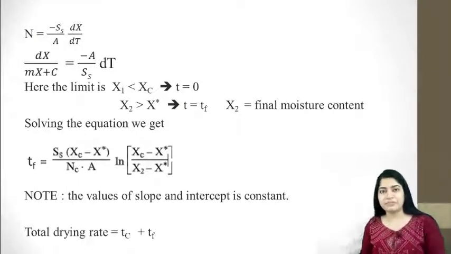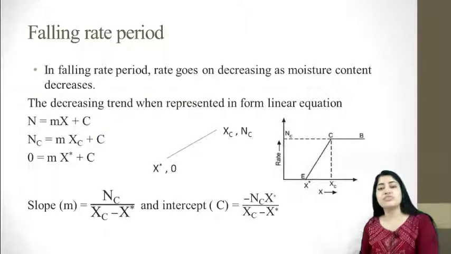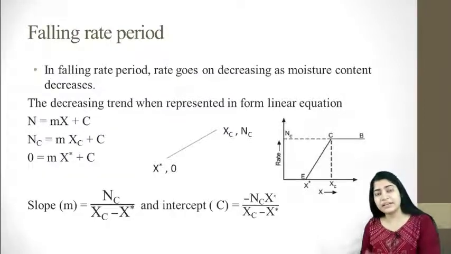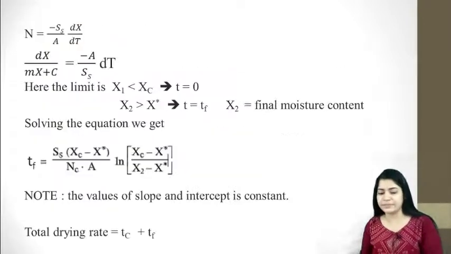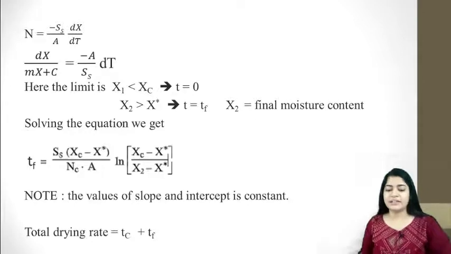Till point TF, that is the time required to dry during the falling rate period. X2 is the final moisture content. That would be more than the equilibrium moisture content, X star, since X star is the final point. So your X2, the final moisture content, would be more than X star. Hence this is your limit.